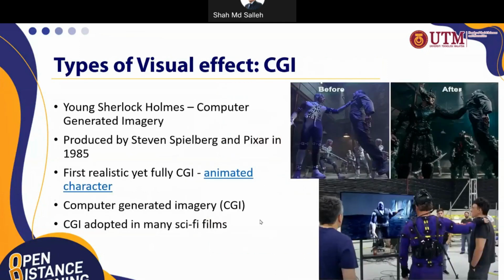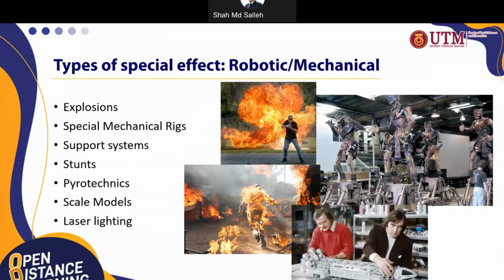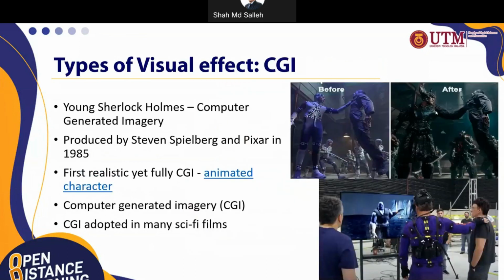Type of visual effect, that is a special effect. Type of visual effect, normally they are using CGI after the shooting, after composite. Okay. Produced by Steven Spielberg and Pixar in 1985. Okay. First realistic yet fully CGI animated character. Computer generated using CGI.